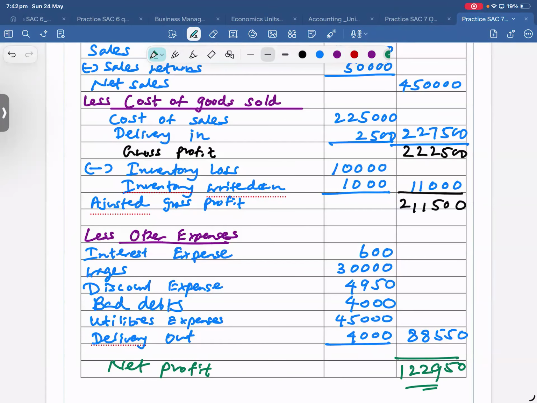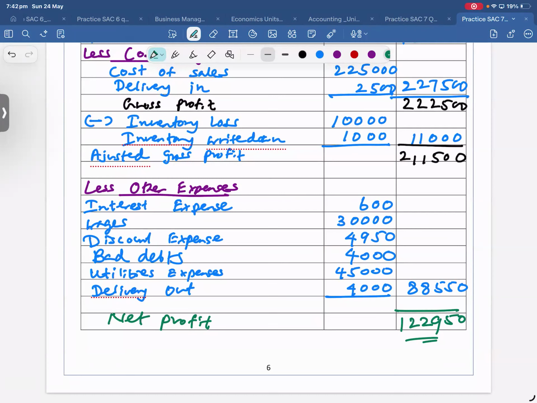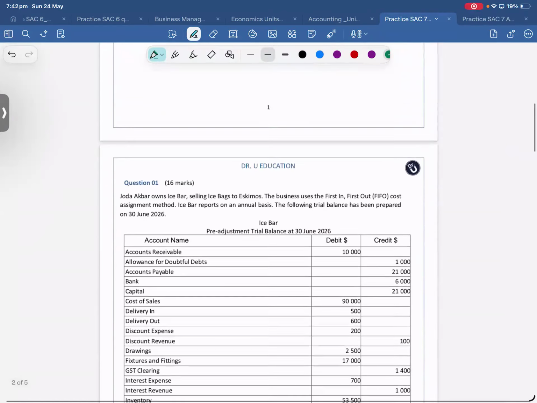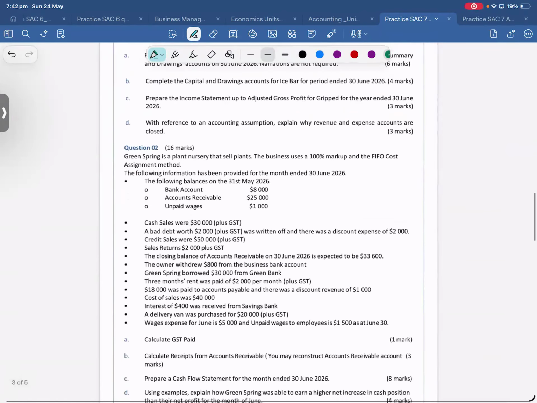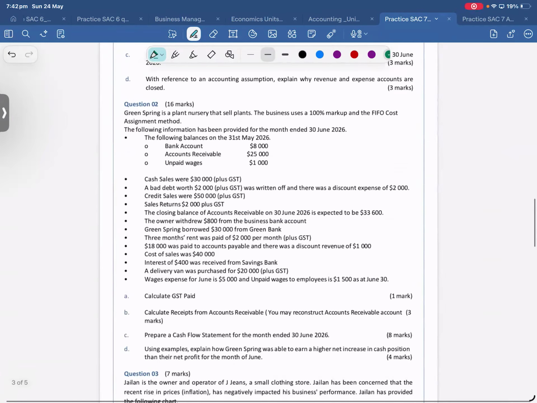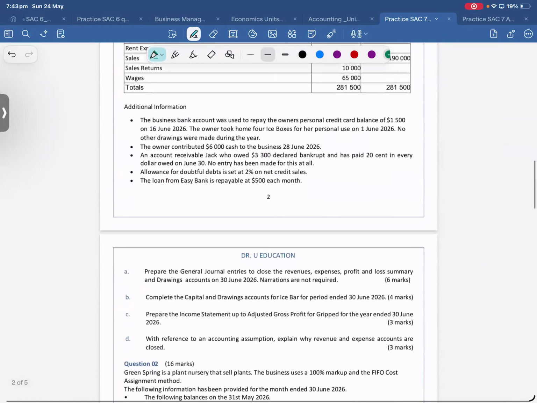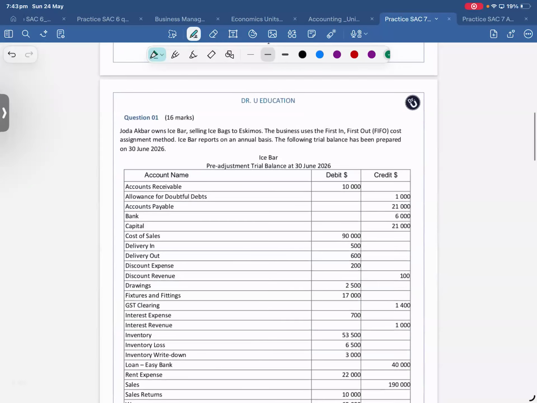Then for homework, what do you want to do for homework? Nothing? Oh, no. Question one. Make sure that you think about the amount. Yeah, you can do question number 1. Homework.